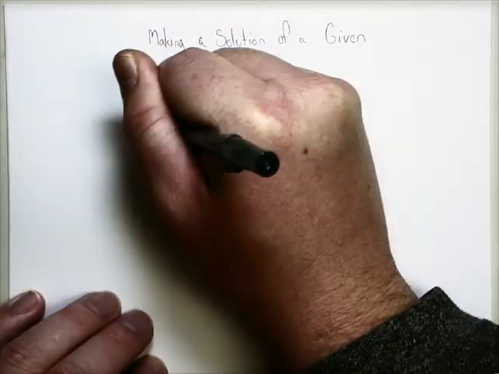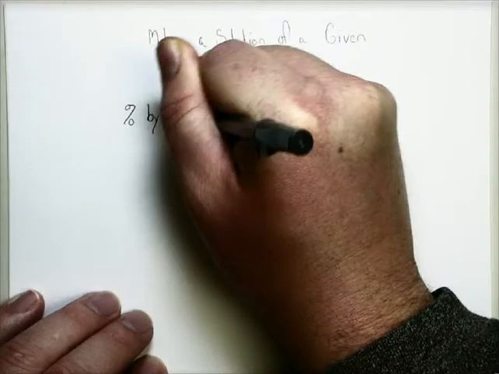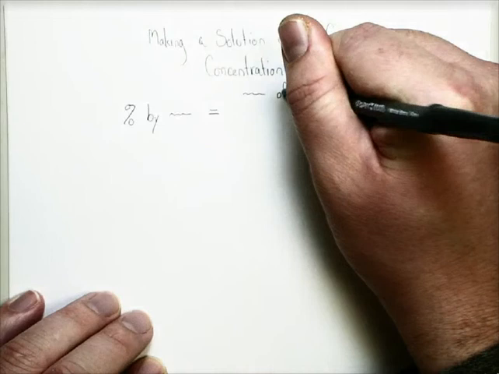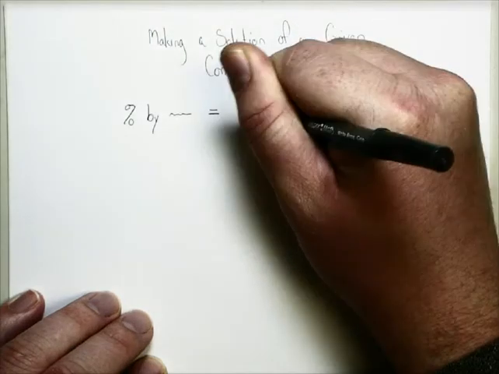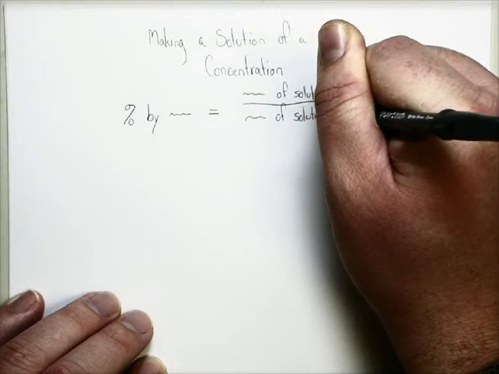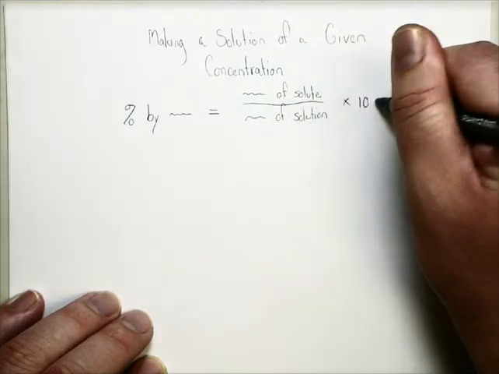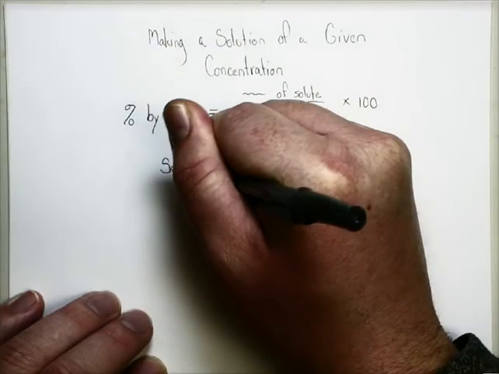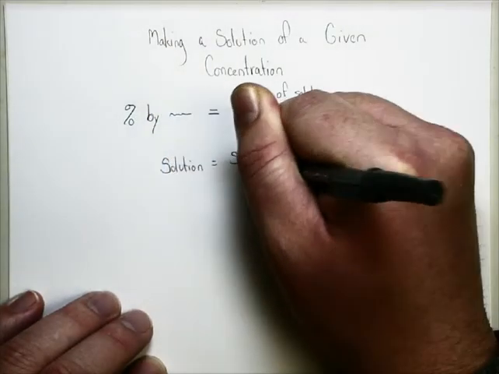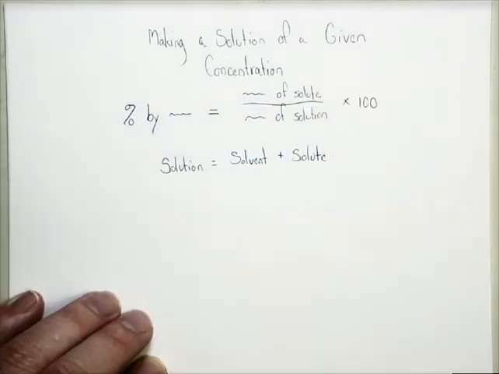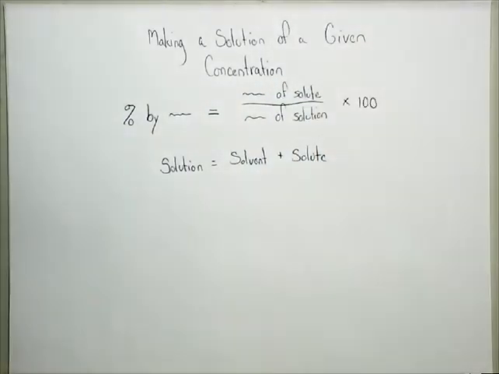First, you already know that the percent by mass or volume, either one, equals the mass or volume of the solute over the mass or volume of the solution, times 100. And then the other part of that, the solution is equal to whatever amount of solvent plus solute. Now, notice that strictly speaking that doesn't necessarily have to be true, but it will be in all of the cases that we look at.